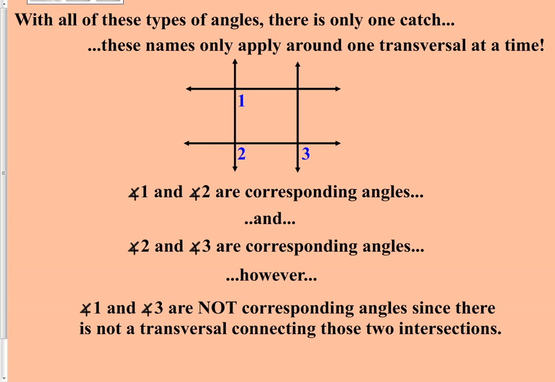Same thing with angle 2. We can say angle 2 and angle 3 are corresponding angles because they're at the same basic positions at two different intersections that a transversal is connecting. But the transitive property does not apply here. We cannot say that angle 1 and angle 3 are corresponding angles because there is no transversal that is connecting their particular locations.